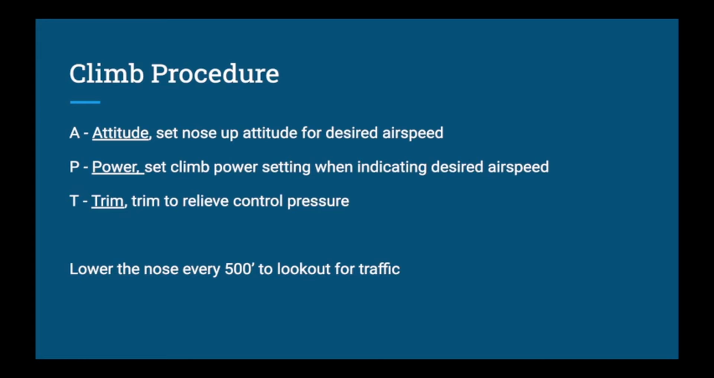Then for power, you're going to go to climb power or full power once your airspeed is indicating your desired climb airspeed. So if you want to climb at 74 knots, you would lift the nose up to an attitude that is going to produce 74 knots. Once that's indicated on your airspeed indicator, you're going to apply full power. Next, you're going to trim to relieve any control pressure. If you let go of the yoke, the nose of the aircraft should not change. It should remain right where it is.